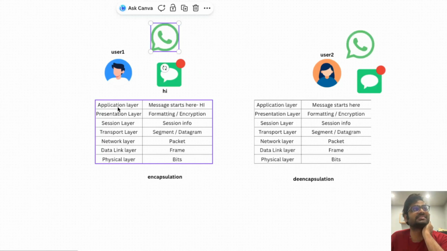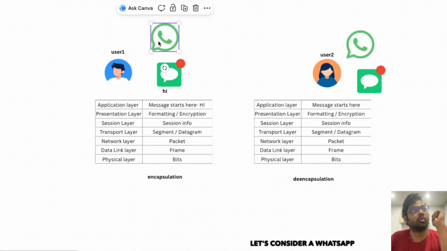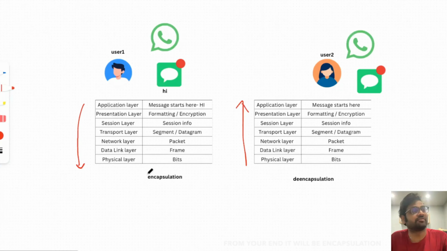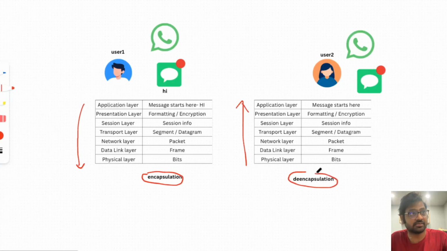Here you can see we have 7 layers: application, presentation, session, transport, network, data link, and physical layer. Let's consider a WhatsApp message where you have sent "hi". It goes through all these 7 layers and is sent to the internet, and then your friend receives it and it goes from bottom to top. Here it is top to bottom, here it's bottom to top. From your end it is the encapsulation process, and from your friend's point of view it is the de-encapsulation process, right?